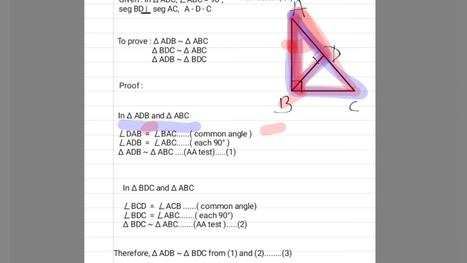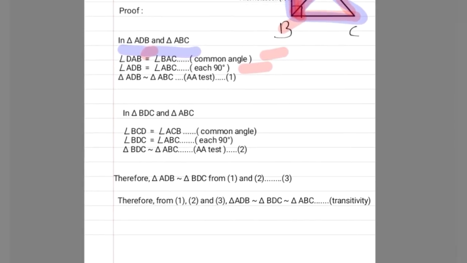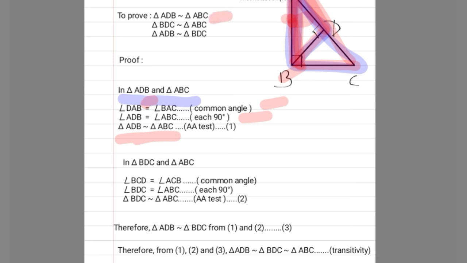So if we get two angles congruent, we can say that these two triangles, triangle ADB and the bigger triangle ABC, are similar to each other by the AA test. We did this test in the first chapter of geometry, that is similarity, and we are going to use all the concepts of similarity here to prove these triangles similar. This we have proved: triangle ADB is similar to triangle ABC.